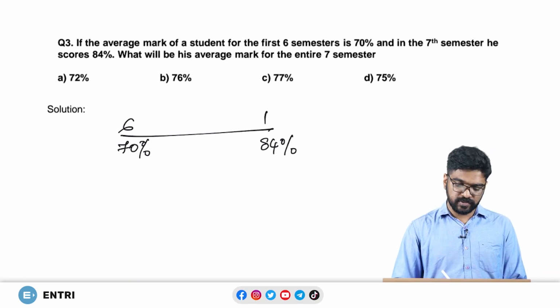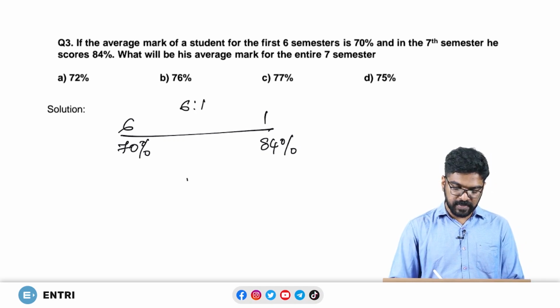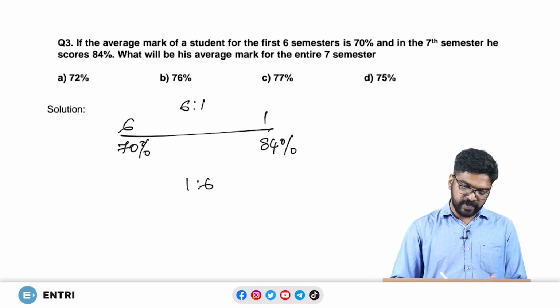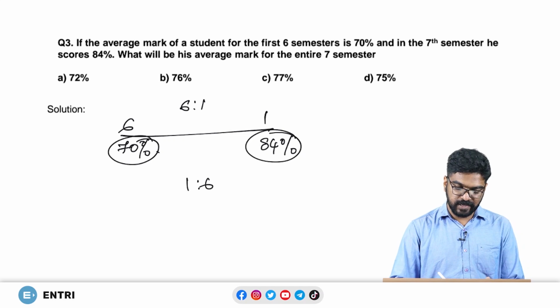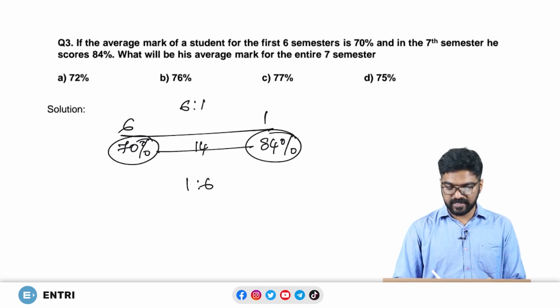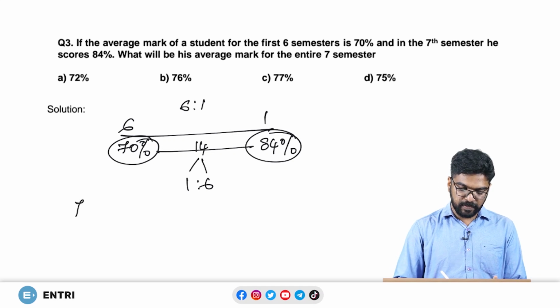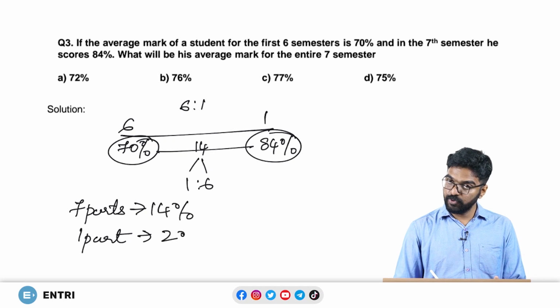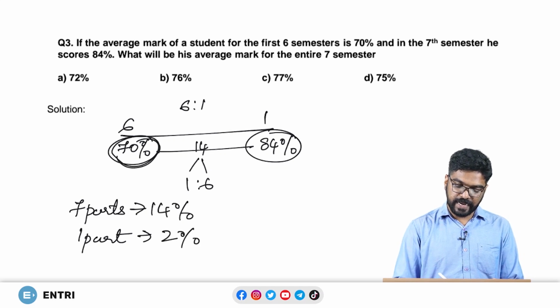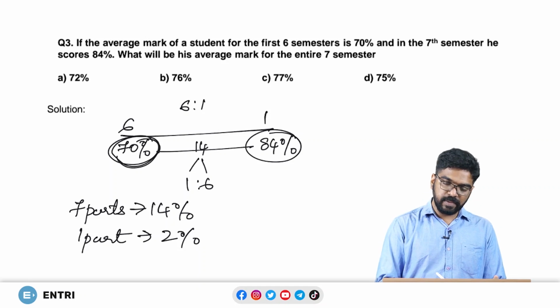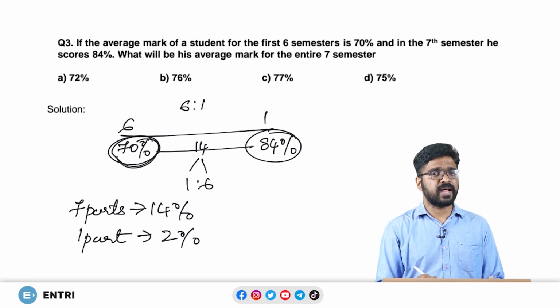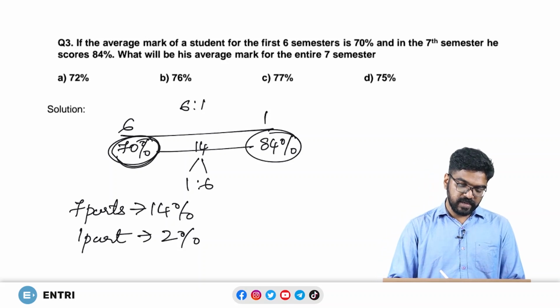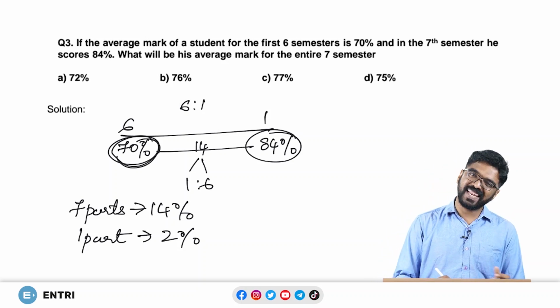First of all, we need to take the ratio. The ratio is very simple here, it is 6:1. Okay, so we need to inverse this ratio, which will become 1:6. Then find the difference between these 2 marks, which is equal to 14. I have to divide this in the ratio 1:6. So 7 parts is equal to 14%. So 1 part will be equal to how much? 2%. So my entire mark for the 7th semester will be between 70% and 84%, or in other words, it will not be greater than 84, or it will not be less than 70%.